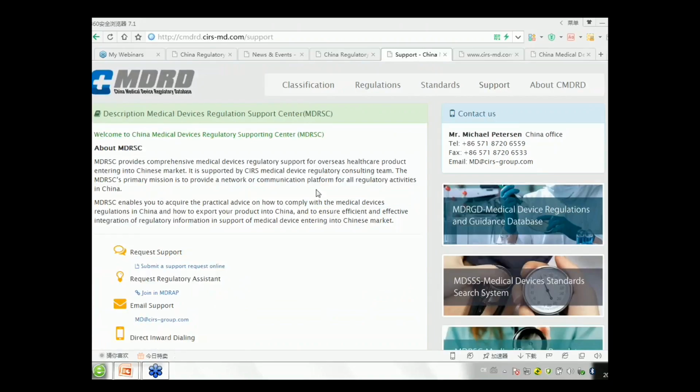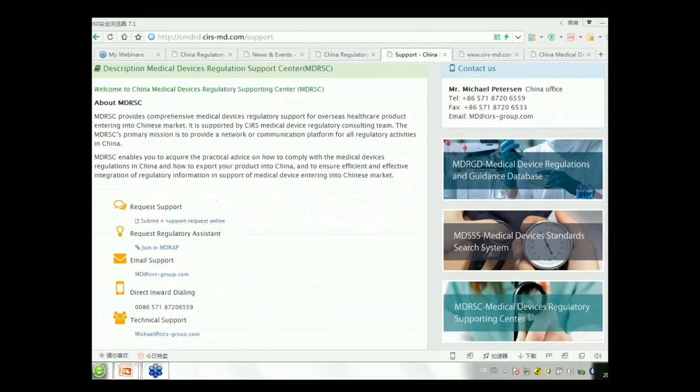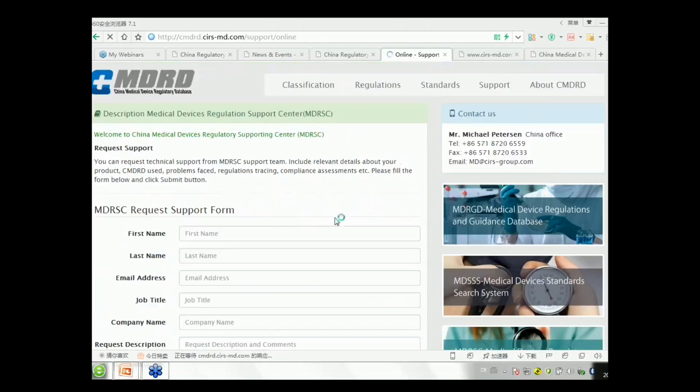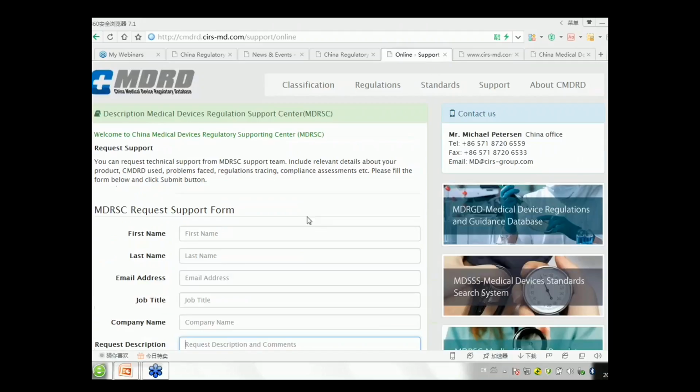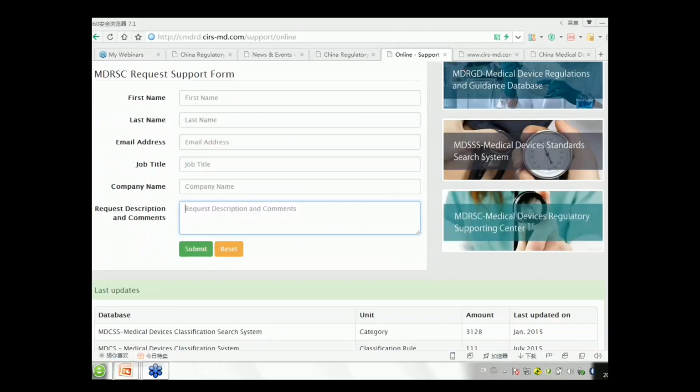Also, you can access support and request support online. Input your first name, last name, and some contact information, and very detailed comments, like a very specific question about the China medical device regulations, or anything you would like to ask. Just input it here and send it to us. So that is our very cool database, and there's a lot to be explored, and you can just enjoy using it by yourself.